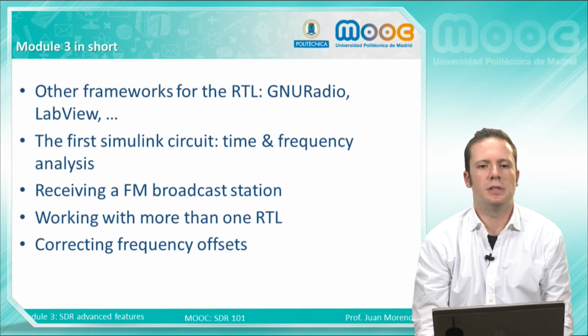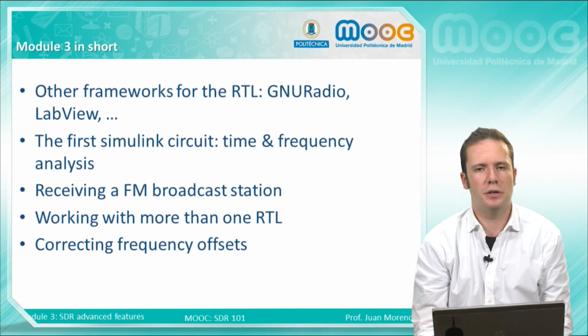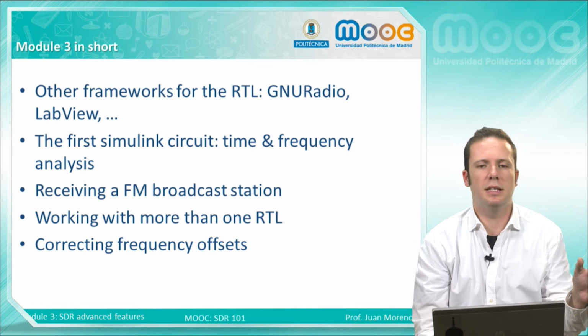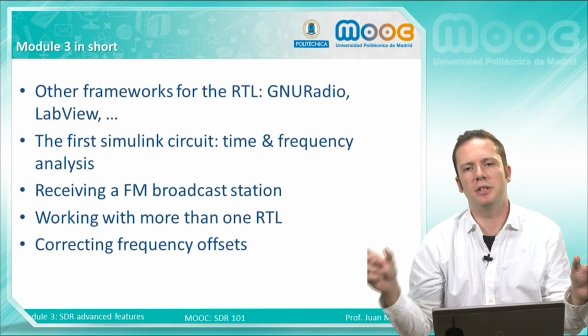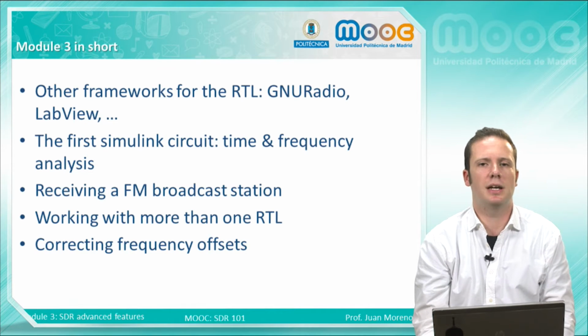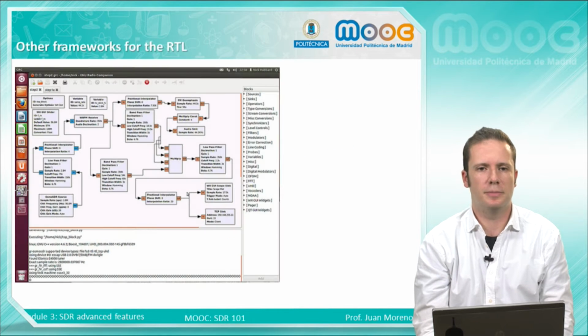Also we saw how to demodulate an FM broadcast station and to hear that signal, that voice signal that was broadcasted. Also we learned how to work with more than one RTL, demodulating one signal with one RTL and another different signal in a different frequency with the other RTL. And also we learned how to correct some offsets in frequency that are present on almost every receiver.